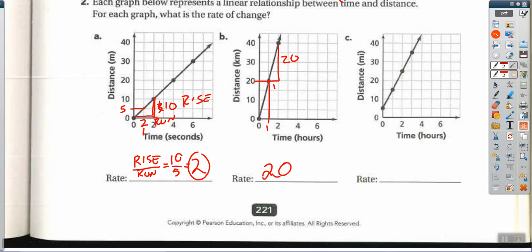All right, finally, this one is not proportional. So I'm using this point here, and so we're going 1 over, and each line is worth 5, so that's 15, so we've gone up 10. So this one has a rate of change of 10.